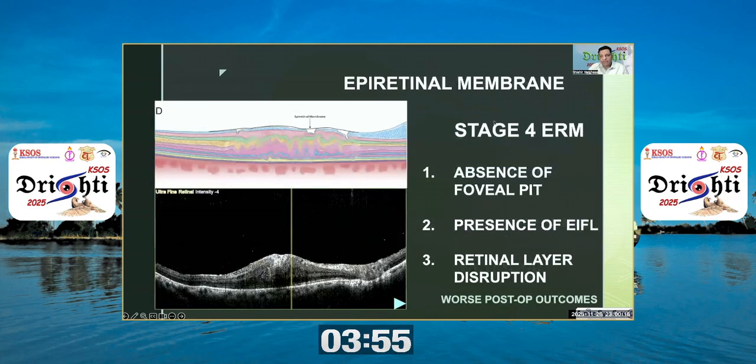And next, finally, we have stage 4 epiretinal membrane. Here there is absence of the foveal pit, presence of the ectopic inner foveal layer, and you can see a drill-like picture. There is disruption of these inner layers, which you can see here on this OCT. And usually, even after you do the surgeries, some of them don't have good post-operative visual outcomes.